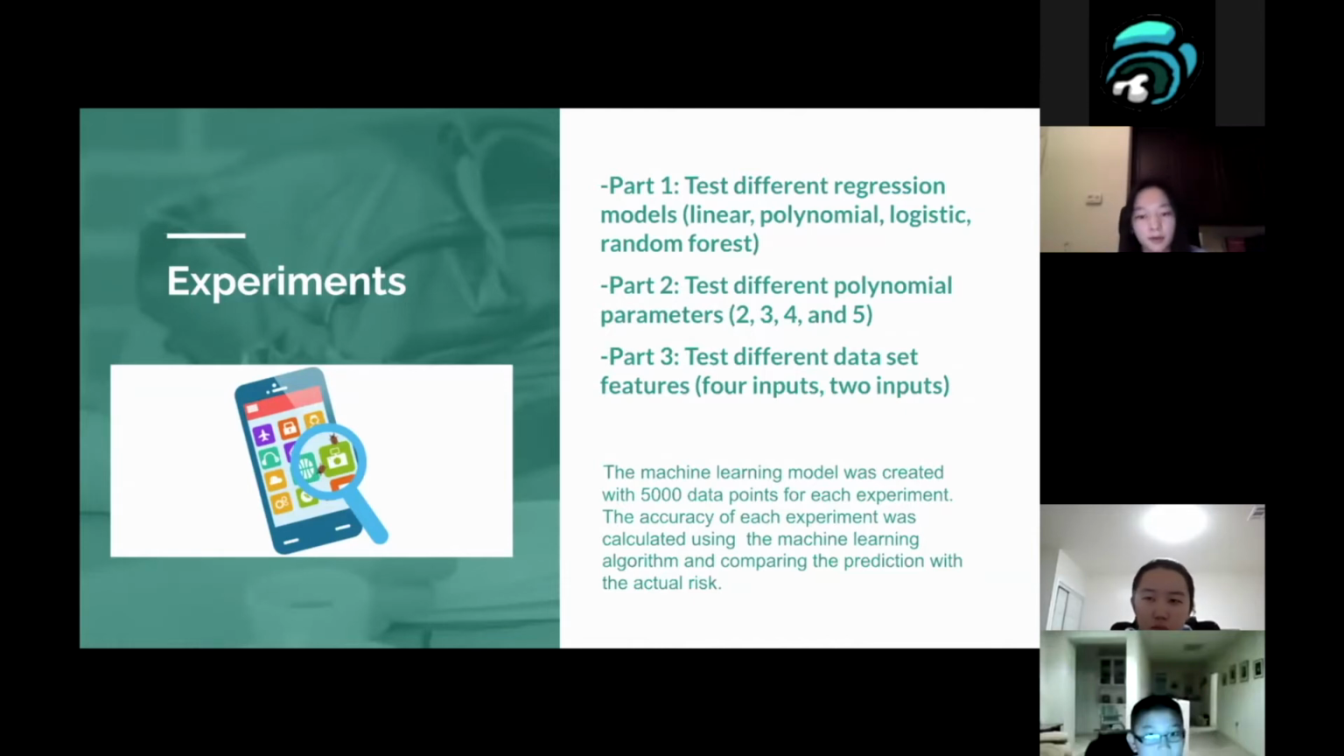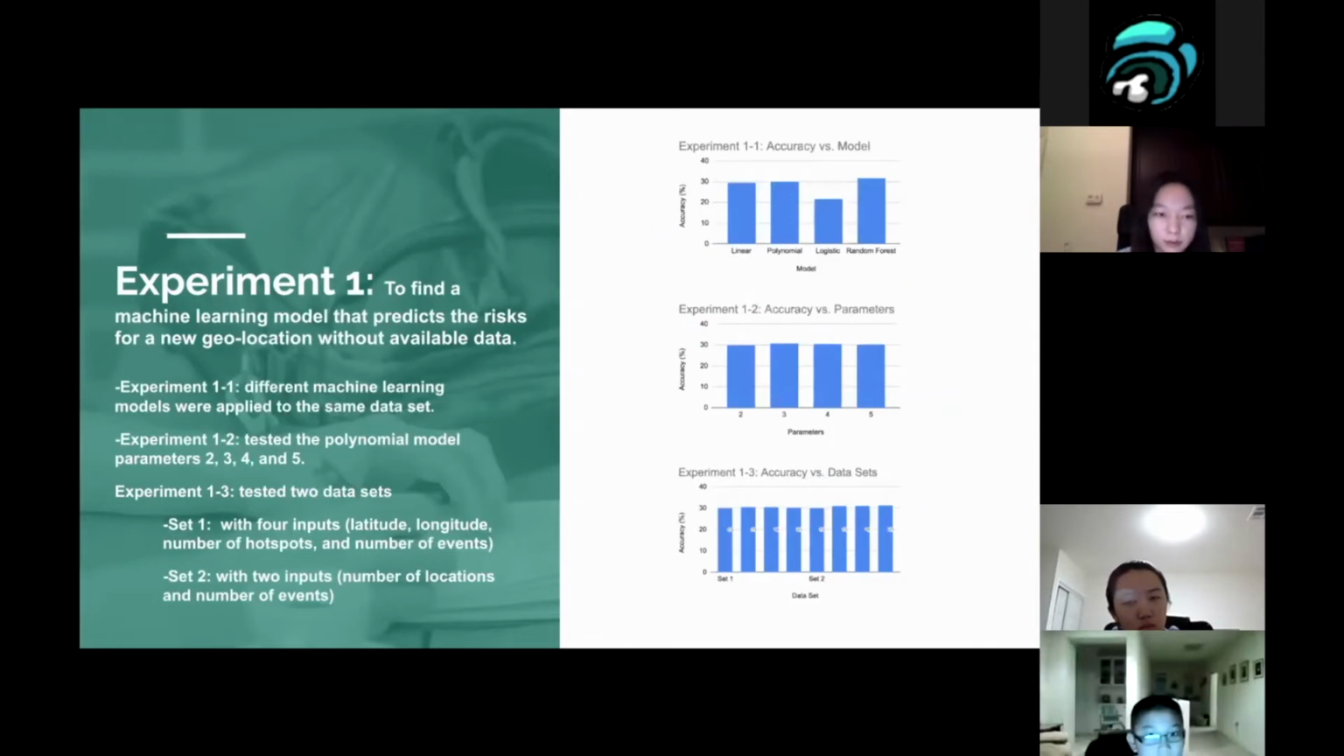And my machine learning model was created using 5,000 data points for each experiment. And the accuracy of each experiment was calculated using the machine learning algorithm, as well as comparing the prediction with the actual risk. So the first experiment that I did was to find a machine learning model that predicts the risks for a new geolocation that does not have available data.